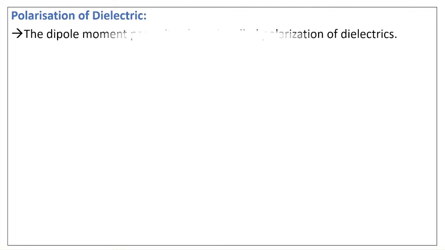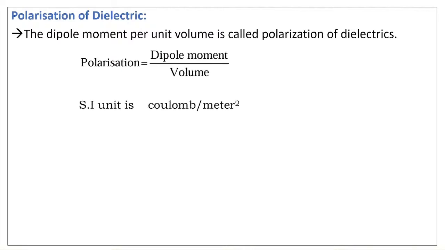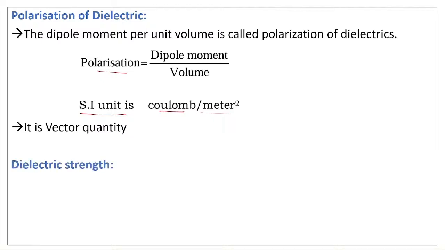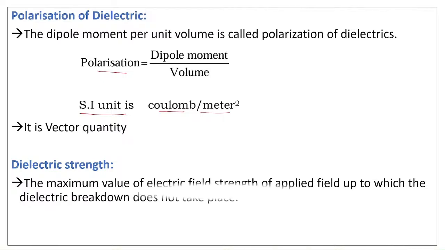Next, polarization of dielectric. The dipole moment per unit volume is called polarization of dielectrics. That is, polarization is equal to dipole moment by volume. SI unit is coulomb per meter square. It is a vector quantity.